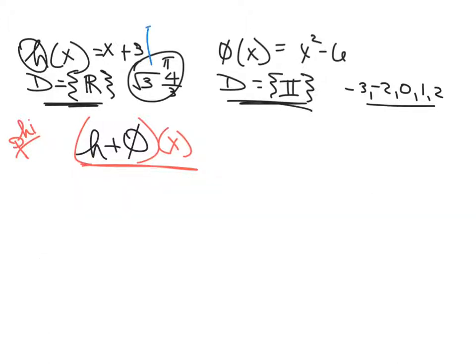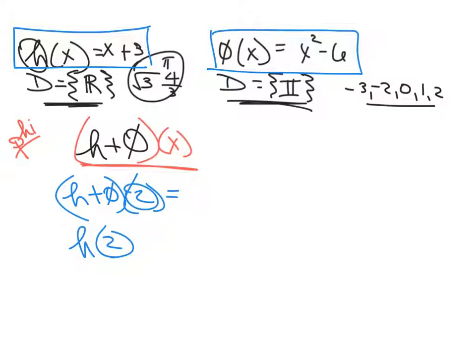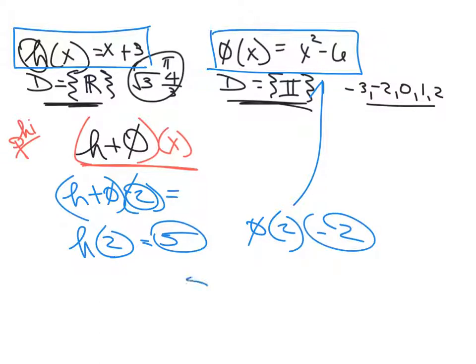Okay, so again, here's my h, here's my phi. And we are looking for h plus phi if x is 2. So what I can do is just take my h of x, and so it's h of 2 because it says put 2 in, and that gives me 5. And my phi of 2 is, put 2 in there, 4 minus 6 is negative 2. Then I take these two and just add them together, and I get 3 there as well. Alright, so either way works.